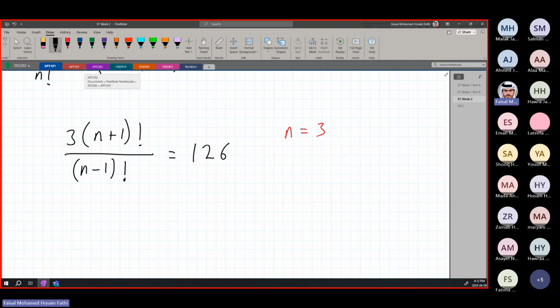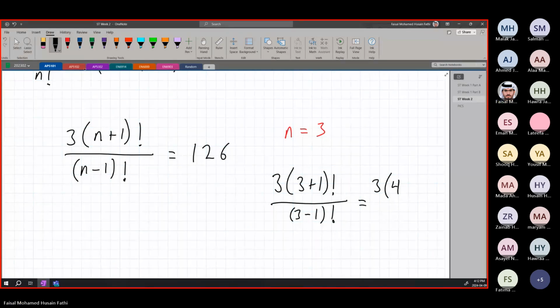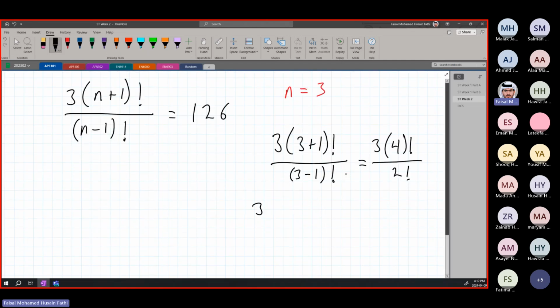If we have n equal to 3, we're just going to look at the left side of the equation. We can add 3 into 3 plus 1 factorial over 3 minus 1 factorial. In other words, this is equal to 3 times 3 plus 1 is 4 factorial over 3 minus 1 is 2 factorial. I just want to look at the factorials part. What happens? So it's going to be 3 times 4 times 3. All right. This is the factorial part that we want to look at. The 4 times 3. Okay, so for n equal 3, this is what we got.